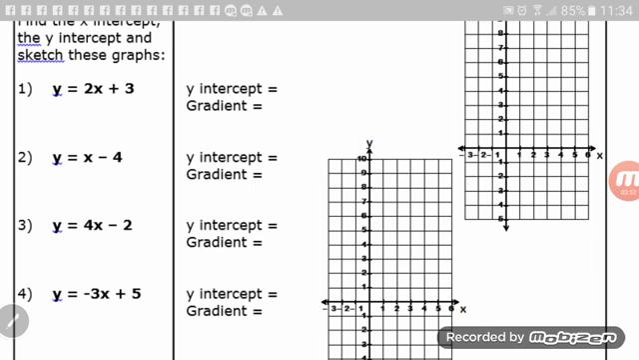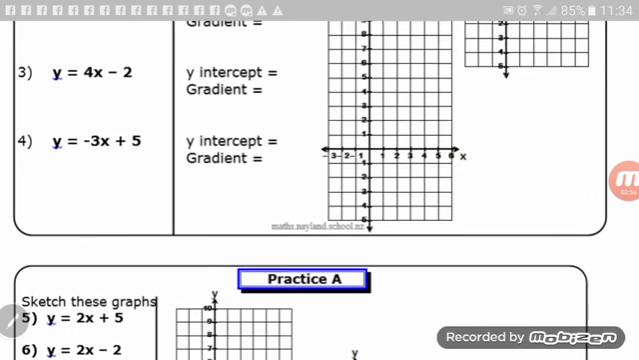Okay, let's look for something slightly harder. Let's go to number 4. It's a negative gradient, sorry. So we would start at 5, looking here at the axis. It's 5 and it's -3. So that means we've got to go down 3, not up 3. So we go down 3 from there. So 1, 2, 3. That would put us at 2.